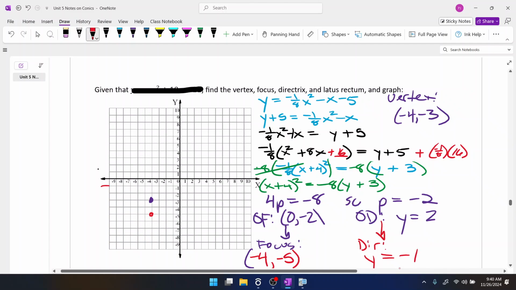And this is why I like it when the value for p is an integer, because you see it so much better. Here's your vertex, directrix 2 units above, focus 2 units below. Boom. Mic drop. All right, and how's about the length of the latus rectum? It's going to be 8 units. So remember, it's going through the focus, so you're going to go 4 units on each side, and it'll look something like this.